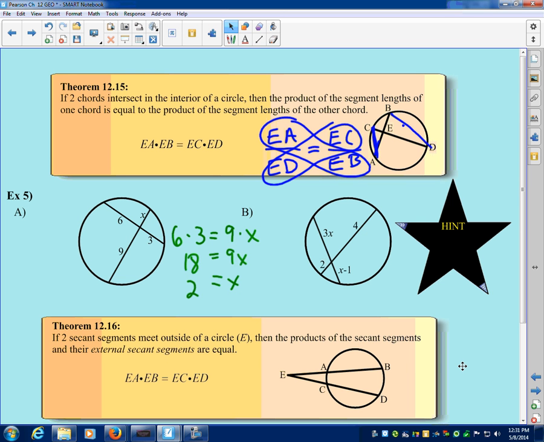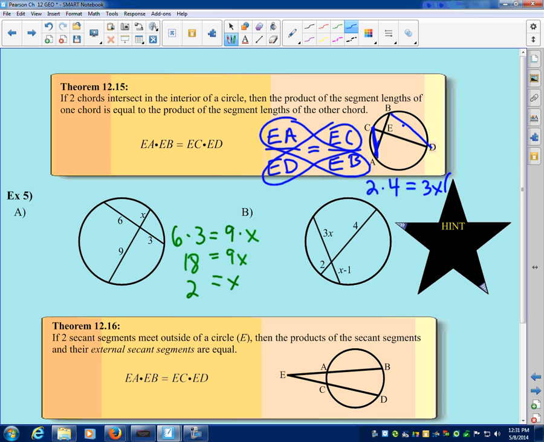So we have 6 times 3 equals 9 times x here, and then we solve for x. Now look what happens in part B. If I use the theorem, I've got 2 times 4, right? I'm going to move it in just a minute, but that's where my hint is hidden in terms of what to do. So 2 times 4 equals what?